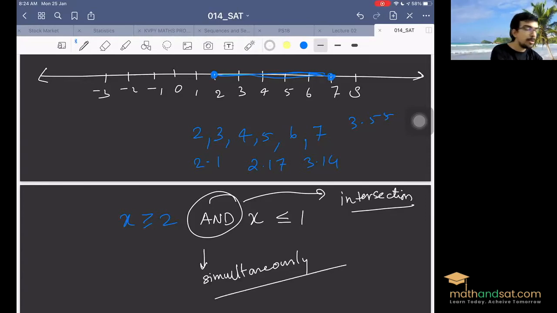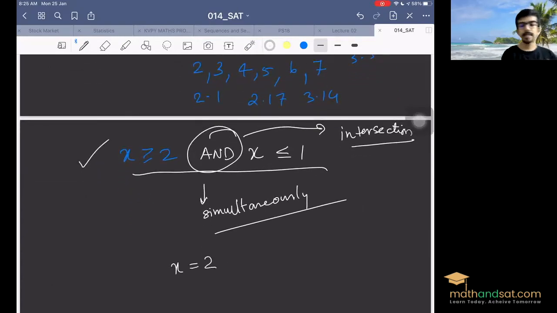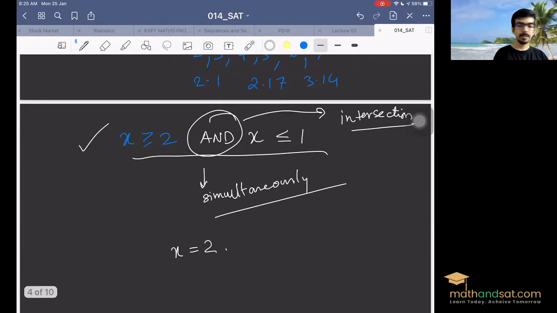So can you tell me what is the solution to this inequality? Can you give me a solution, one solution at least, to this compound inequality? Olivia, you're telling me x is equal to 2 is a solution. I want answers from others, then we'll discuss. I request others to answer. Olivia says x is equal to 2 is a solution. What about others?